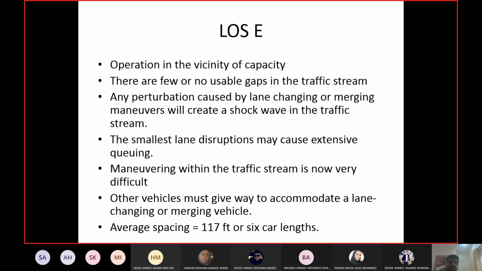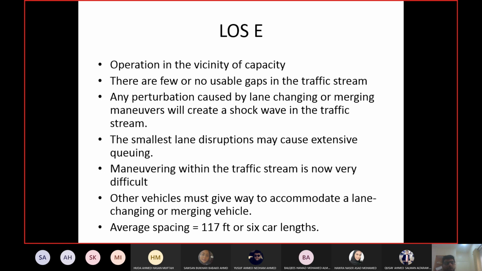Then we have level of service E, and E, I told you, is the capacity. Capacity condition of the highway. So capacity means now there are no gaps, like you are going head to head. You are moving, but there is no usable gap. There is no gap in which you can fit another car, or in which a car can move easily. So there are no usable gaps here.